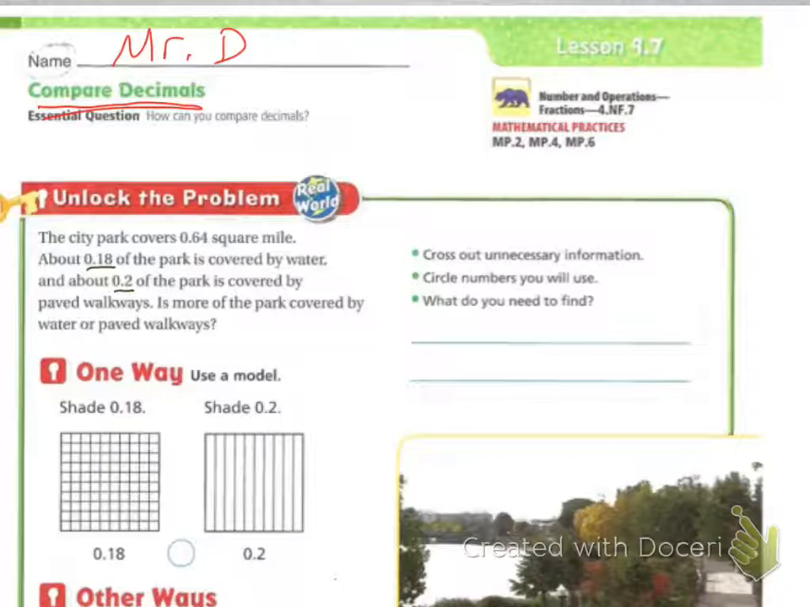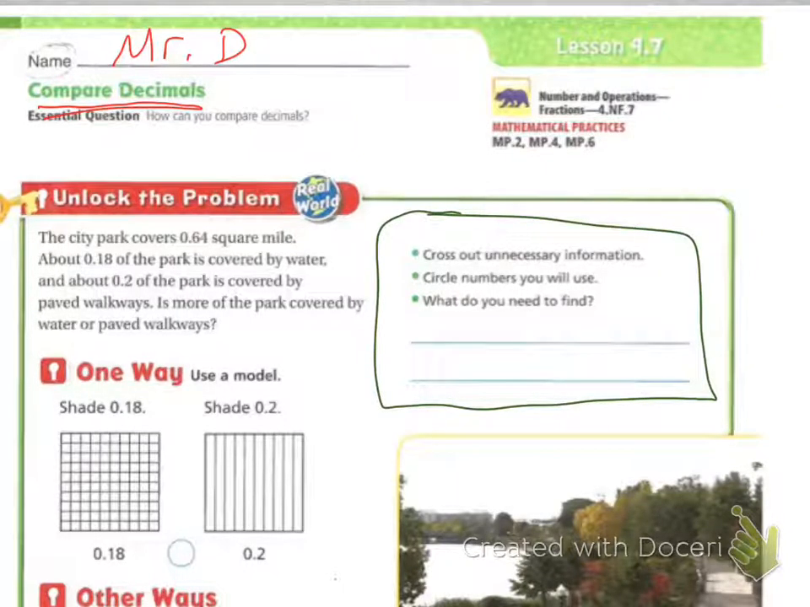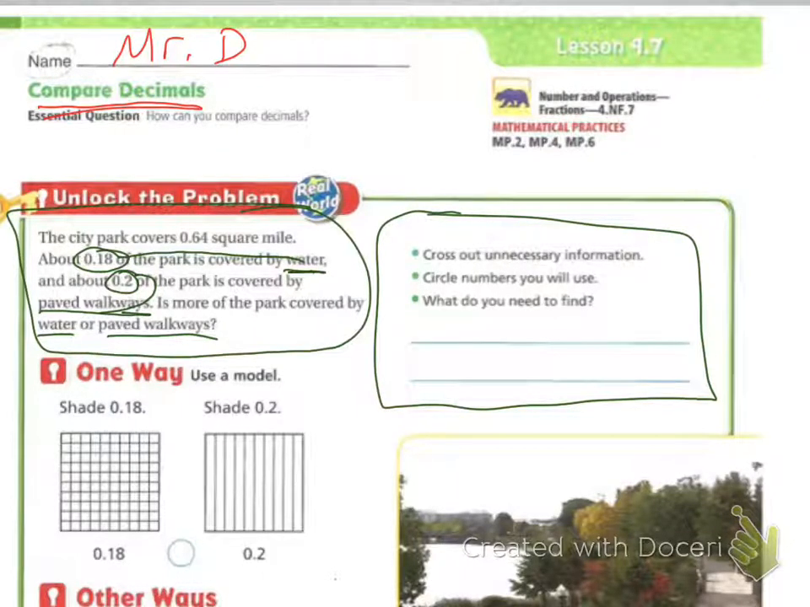So over here, in this area, it says cross out unnecessary information. So they're asking about water or paved walkways. So which number corresponds with water? Well, here's water, and that is 0.18. Paved comes back here to 0.2. So if you look carefully at this paragraph, is there unnecessary information? Yes, there is. And so we want to cross out that unnecessary information because it won't help us to compare the other two decimals.